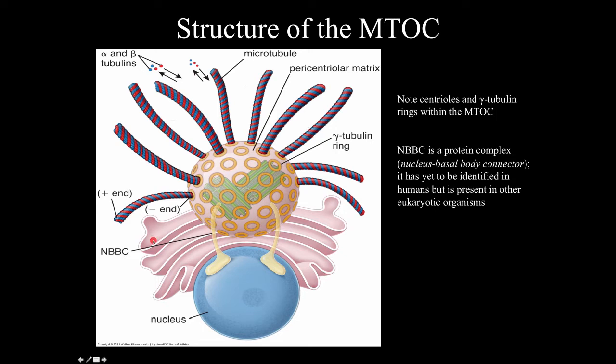Now there is a protein that's called nucleus basal body connector. This protein has not been identified in humans, but it has been identified in other eukaryotic organisms, so we don't really understand its true function, but it may somehow anchor the microtubular organizing center to the nuclear envelope in an interphase cell. We just know from electron microscopy that in animal cells, and actually in all eukaryotic cells, the microtubular organizing center resides near the nucleus.